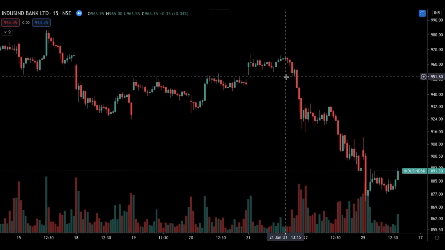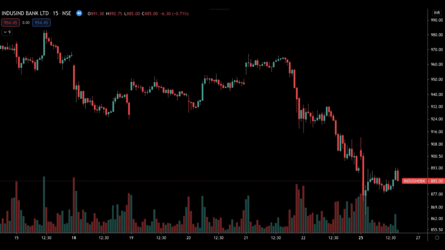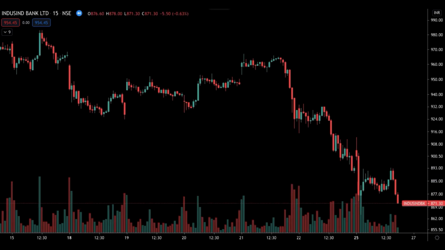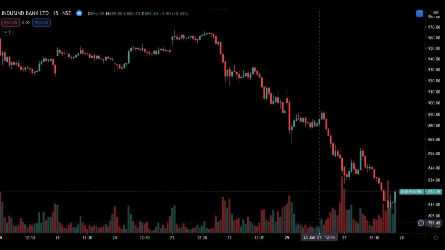IndusInd Bank at 891.30. Where are we? 25th Jan 2021, 1:15 p.m. The stock is in a significant downtrend and is continuously falling. We expect to form a broadening bottom at the end of the downtrend.